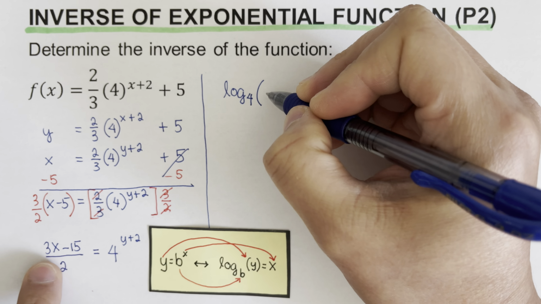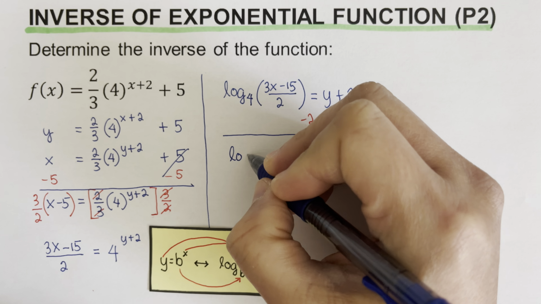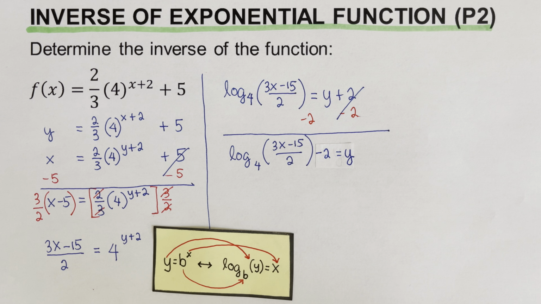So again, part of the second step is to isolate y by itself. But then we have a 2 right here, so we can go ahead and subtract 2 to both sides, minus 2 and minus 2, so that we can go ahead and cross out this 2 and 2 here. So we are left with log of 3x minus 15 over 2 to the base 4 minus 2 is equal to y. So then we're now ready to move on to the third step.